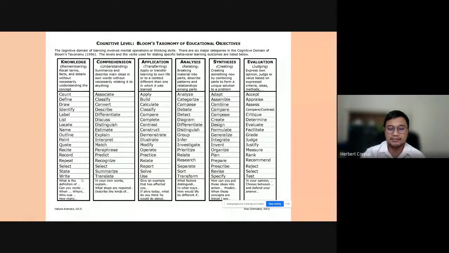What is the definition of, can you recite? When you ask a question, for example, what is the definition of blah, blah, blah? That is actually targeting the remembering level. Can you recite the multiplication table of 6? Then that is remembering level. Okay? When did the first martial law in the Philippines take place? Okay, that is remembering.